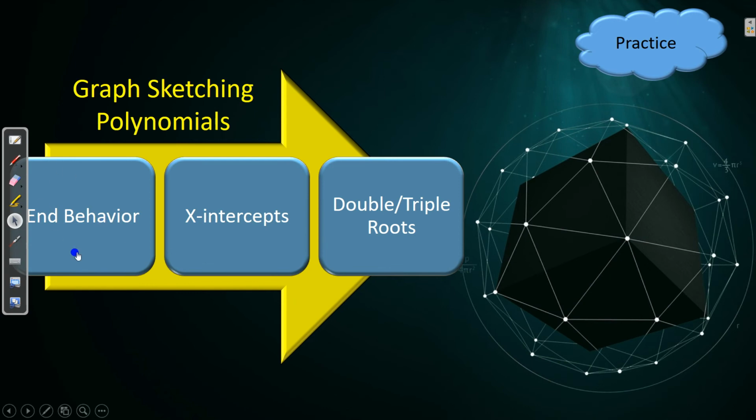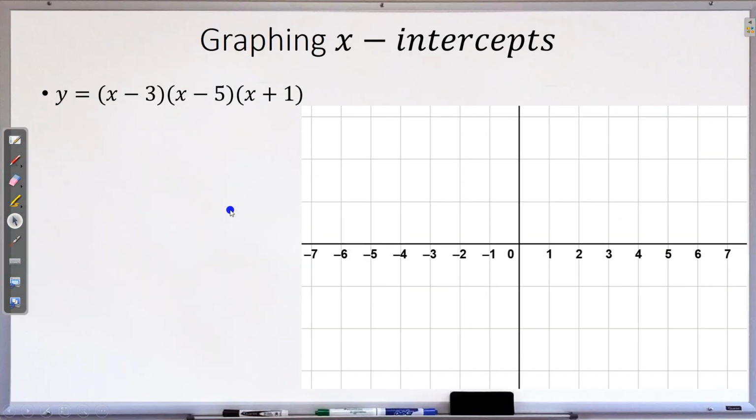Once we have the end behavior sorted out, we want to move on to the x-intercepts. That's the next really important characteristic of your graph. For these, I'm almost always going to give them to you in factored form just because it's easier and you can see your x-intercepts. So we know this graph has to go through x equals 3, it has to go through x equals 5, and it has to go through x equals -1. I'm going to put those on my graph right away, 5 and 3. So it has to go through those.